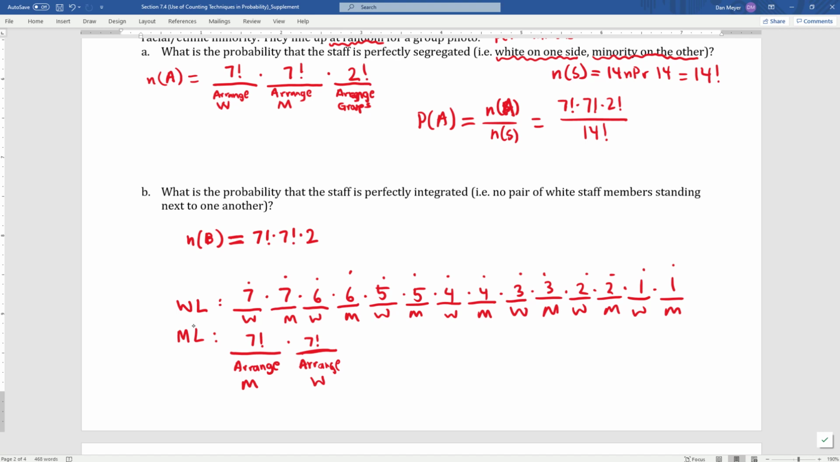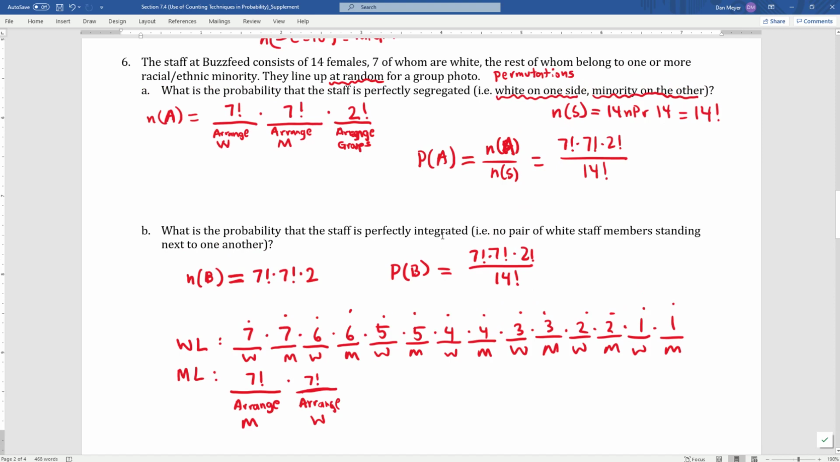And it turns out that the probability of a perfectly integrated picture ends up being the same: 7 factorial times 7 factorial times 2 factorial over 14 factorial. So it's equally likely to have a perfectly segregated staff picture as it is to have one that's perfectly integrated. All right, so that'll do it for the first half. We'll pick up the second half of this supplement in the next video.